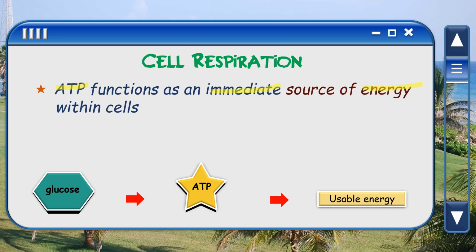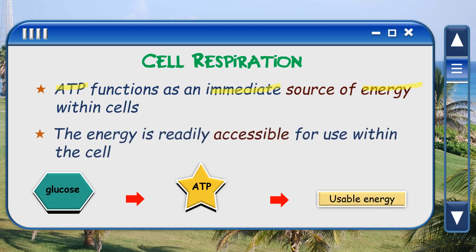It is the ATP which is going to function as the intermediate source of energy in the cell, and the energy now is readily accessible for use within the cell. That is our ATP. So we have the glucose molecule. This glucose molecule is our organic substance, which we are going to break down, and then it will give us the energy which is accessible for use in the cell, which is ATP.